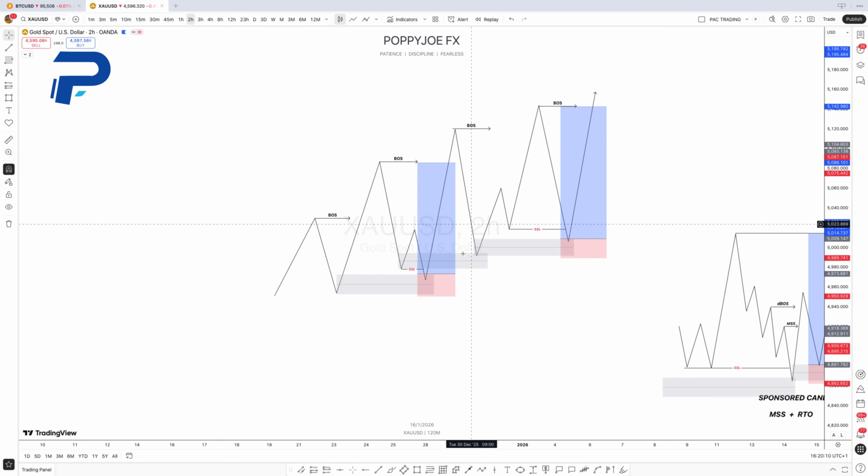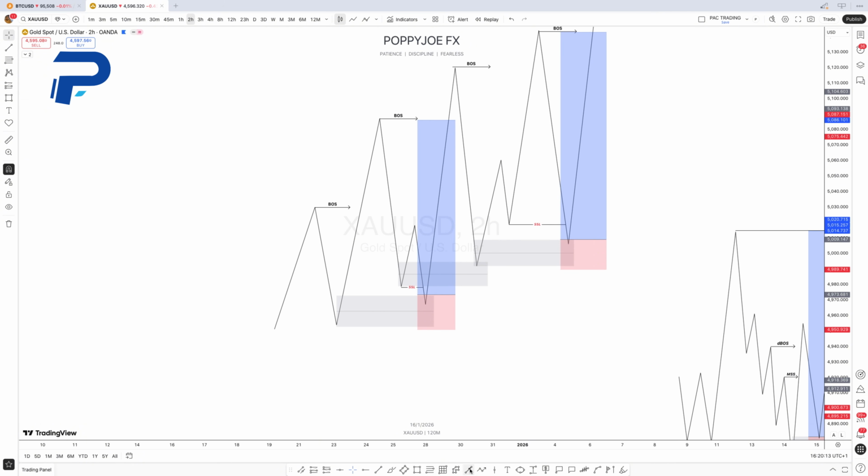So over here we have the aggressive entry approach, which is the sniper entry approach.